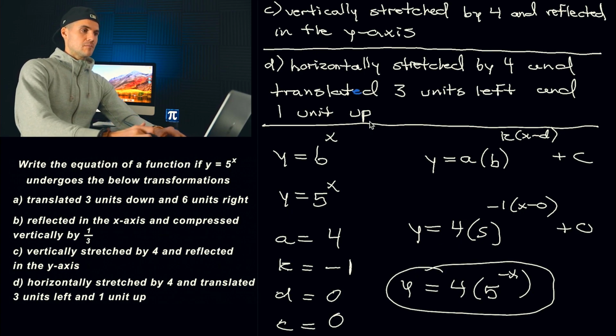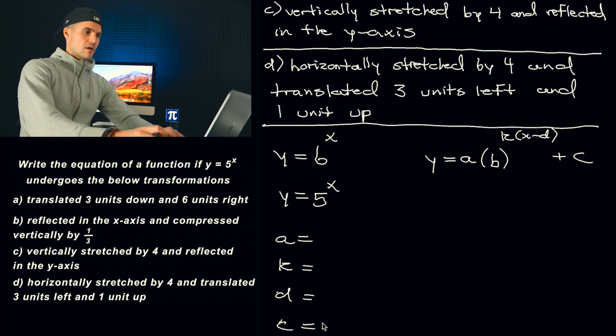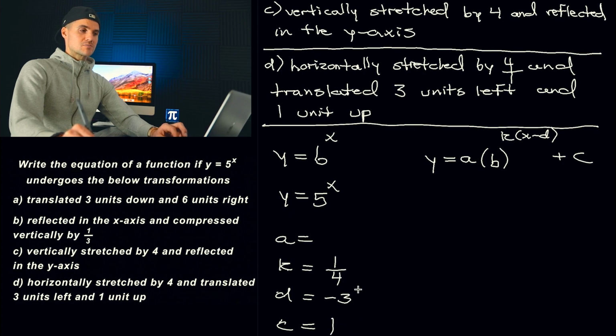Okay, and then finally, part D. Let's erase this here. What are we told here? We're told that there's a horizontal stretch by 4. Now, the horizontal stretches and compressions, those are tricky, remember, because it means we're going to have to flip that description of the factor to get the k value. So horizontal stretch by 4 means the k value is going to be 1 over 4, the reciprocal, right? Because this is like 4 over 1. So horizontal stretch by 4 means the k value is 1 over 4. Translated 3 units left, d value is -3, and then 1 unit up, c value is +1.